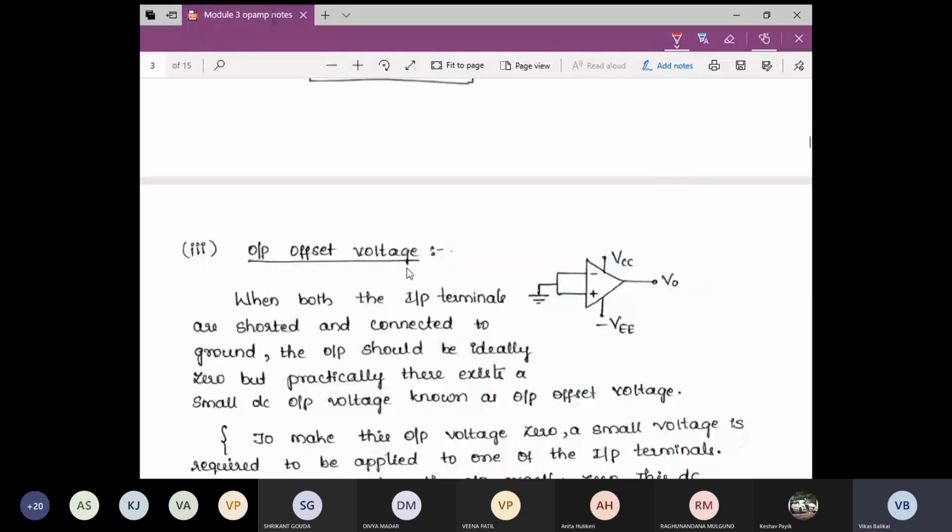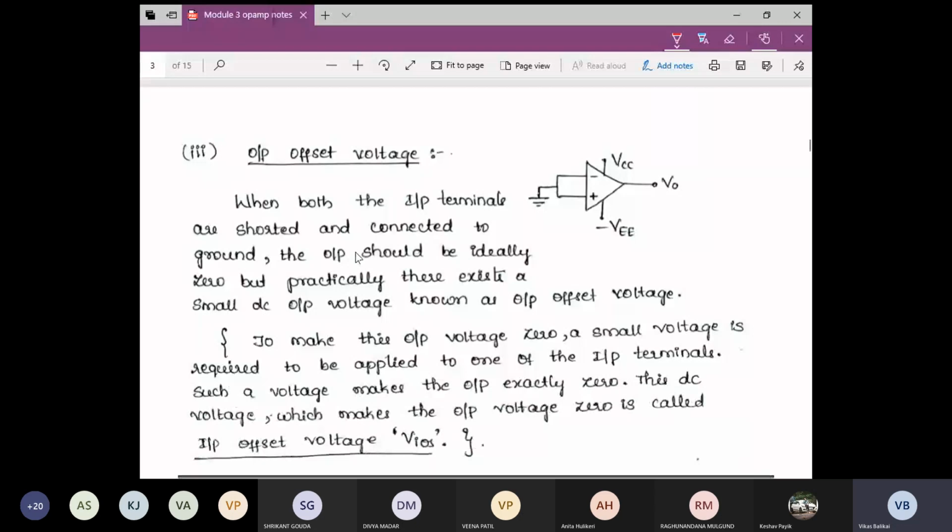Now coming to the most important parameter, which is the offset voltage. So basically, what do we mean by offset voltage? There are two categories of offset voltage: input offset voltage and output offset voltage. When I use the term offset, it indicates by what amount of voltage your expected value is differing. That is what is known as offset. Now, how are we going to categorize that with respect to an op-amp?